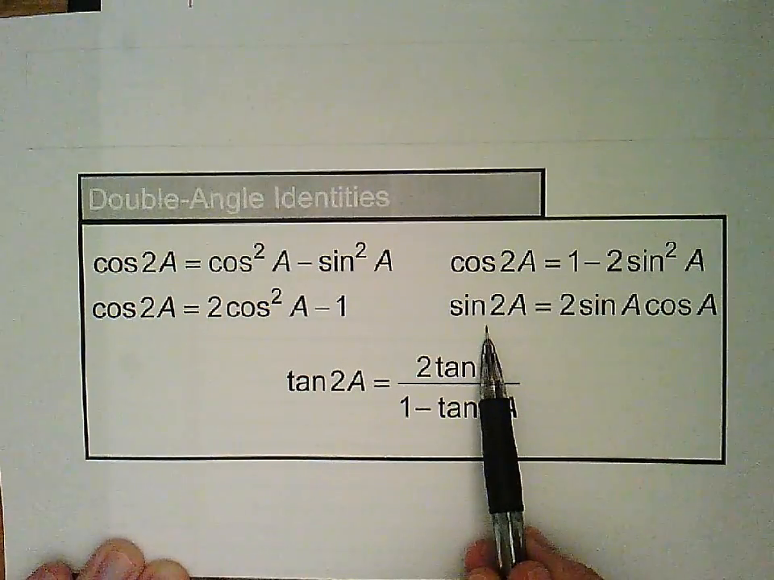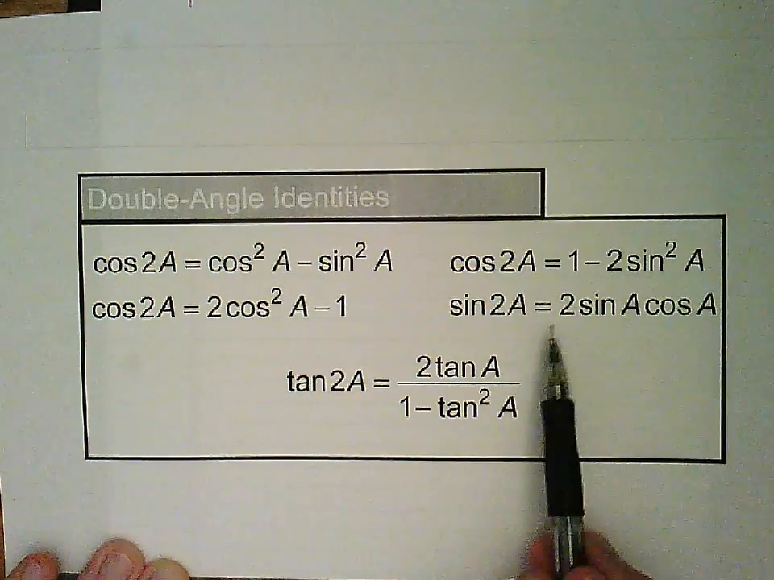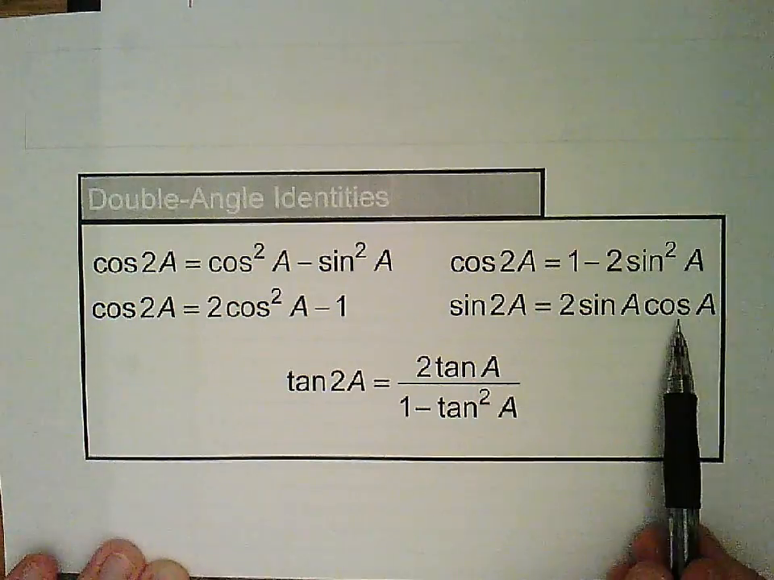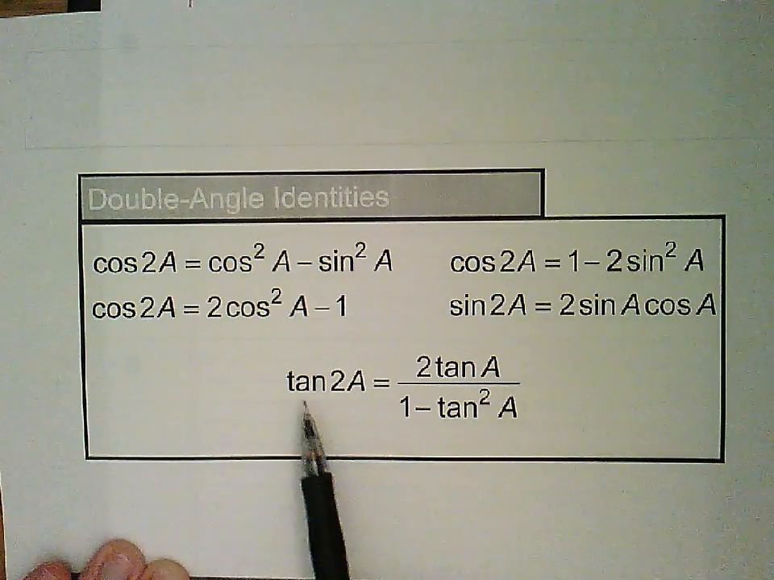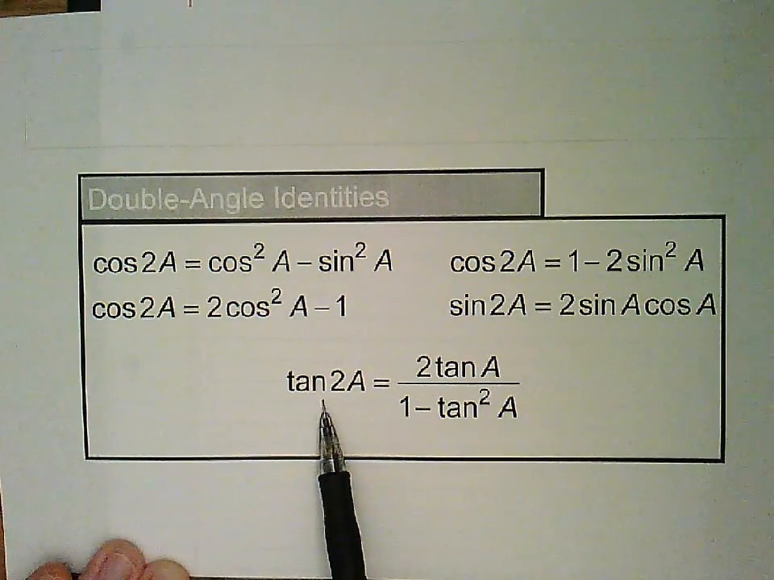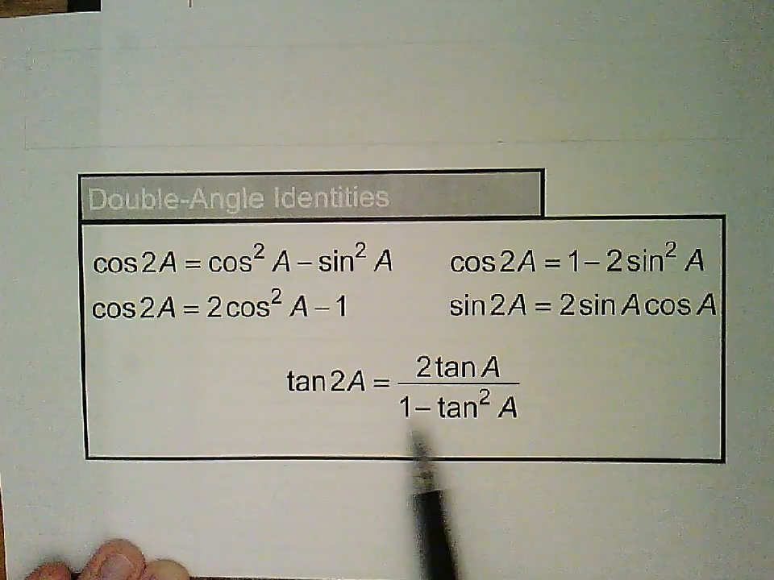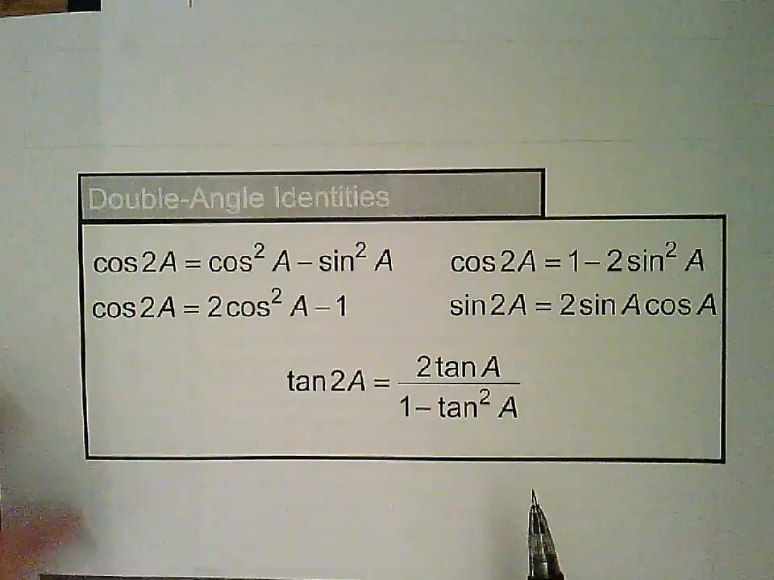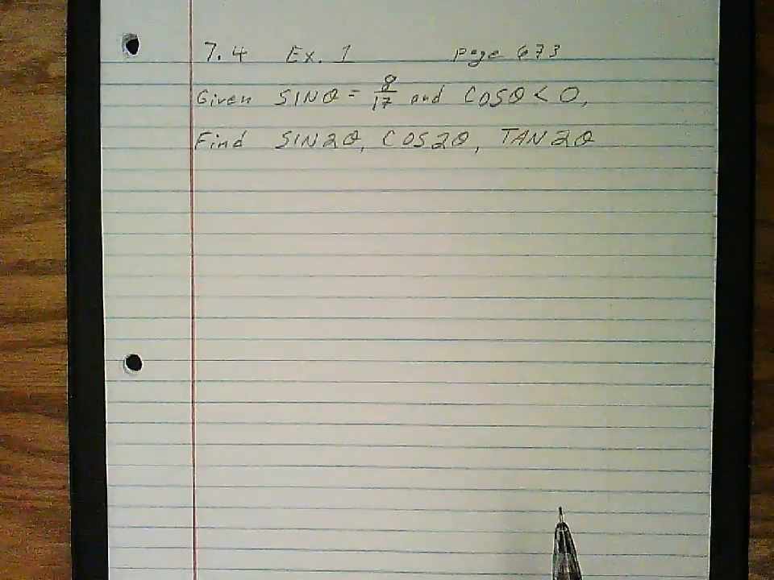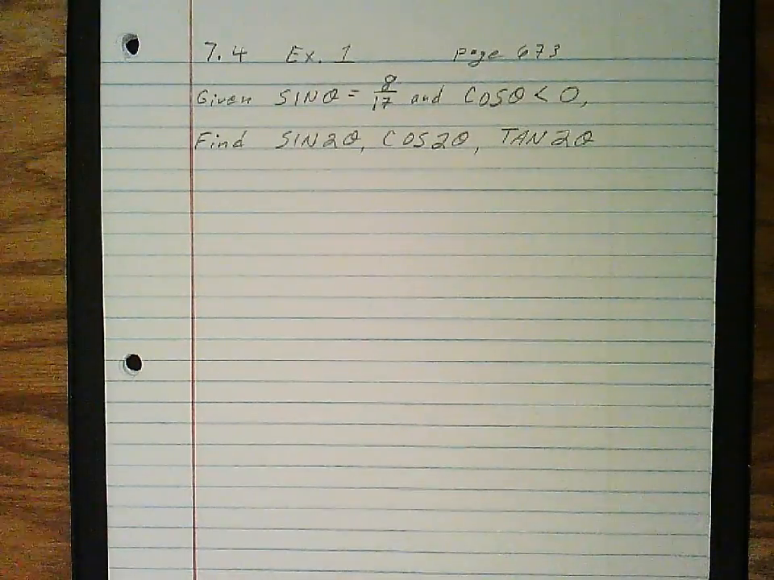There's really only one version of the sine of a double angle. It's pretty straightforward. It's 2 times the sine of a single angle, cosine of a single angle. And then there's only one version of the tangent of a double angle. It's 2 tan a over 1 minus tan squared a. So we're going to be referring back to those as we do the problems.